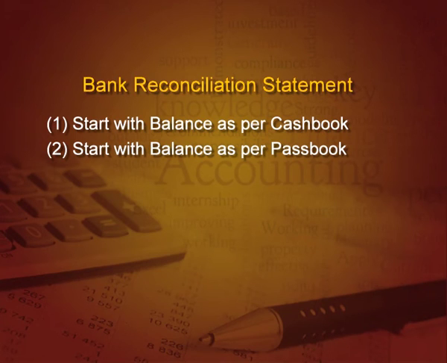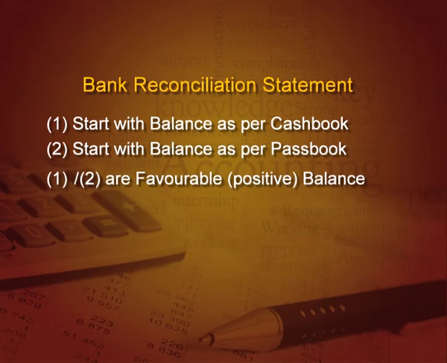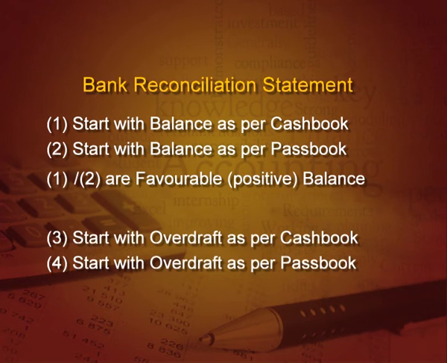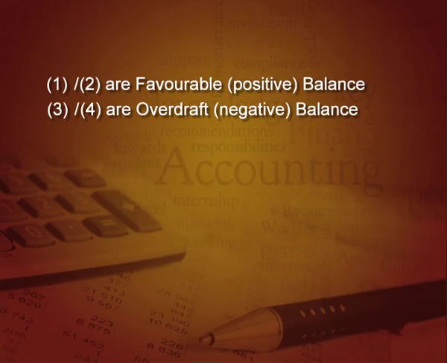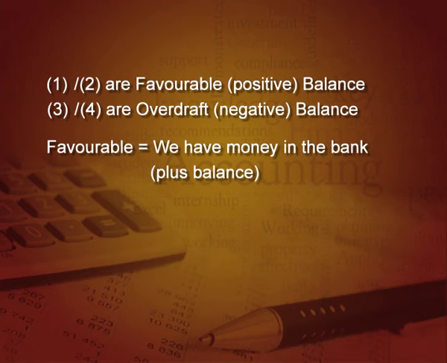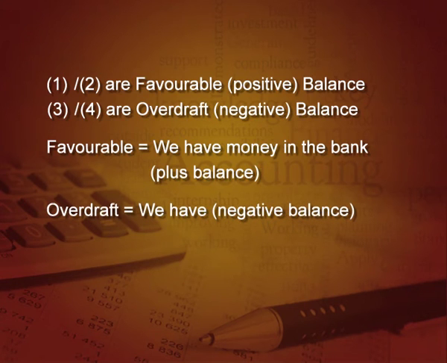Now to start with, please understand that the first and second cases are favorable, that is positive balance, and the third and fourth are overdraft, that is negative balance. Favorable means we have money in the bank, that is plus balance, and overdraft means we have negative balance, that is we have drawn more than what we have in our account. So now we have to give back the money to the bank.